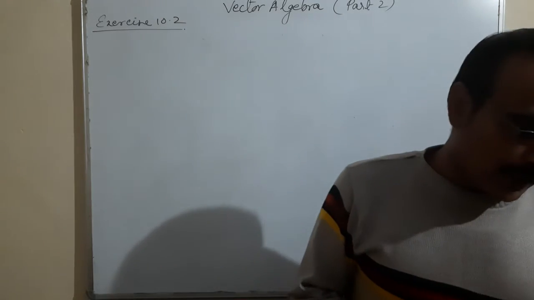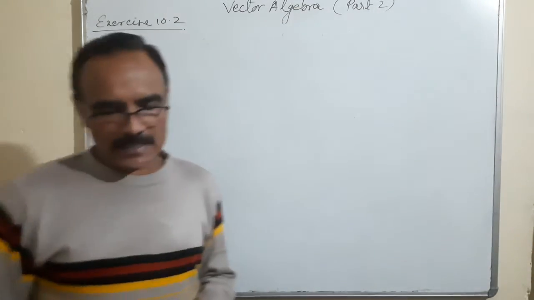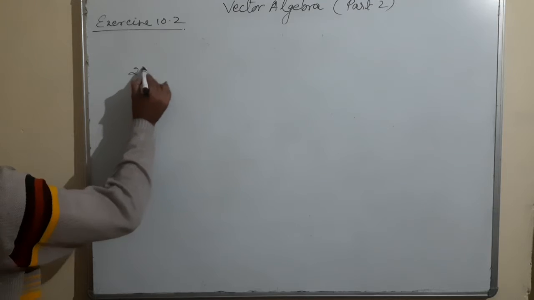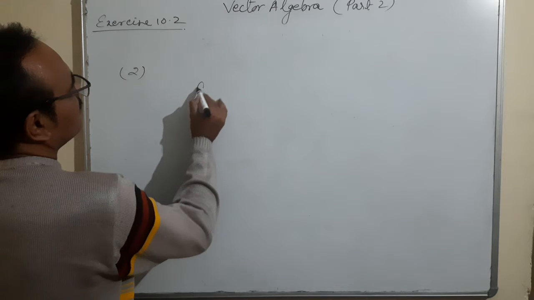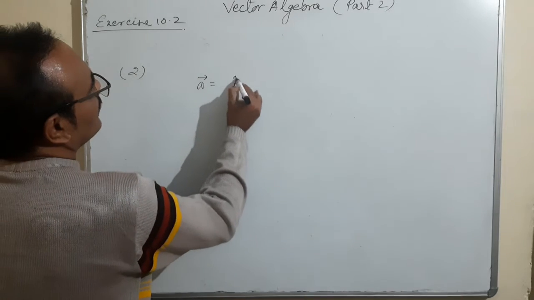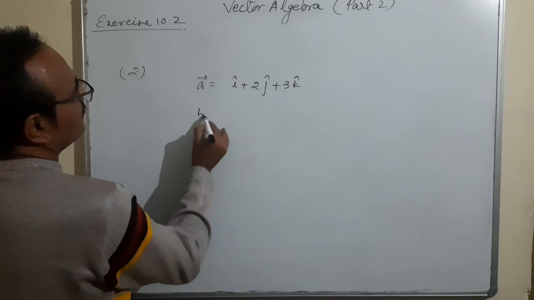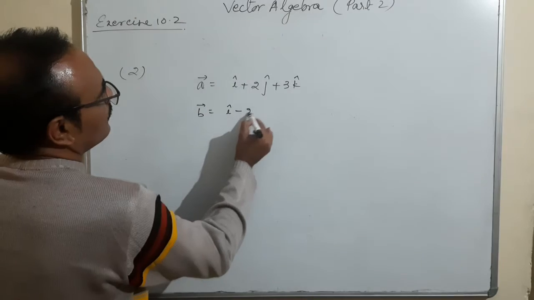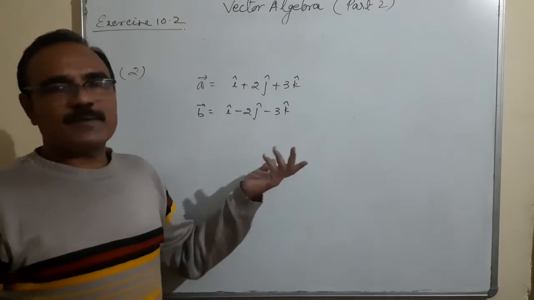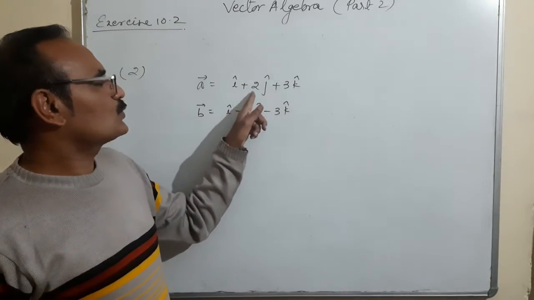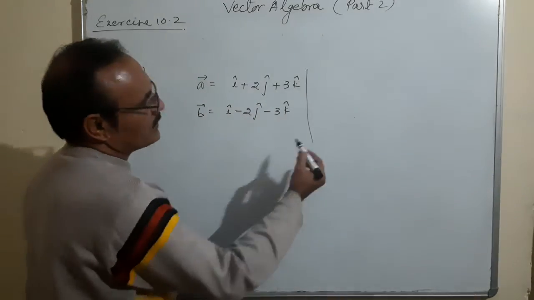After that, write two different vectors having the same magnitude. How to write? The magnitude should be the same. So very simple. Suppose I write here vector A is equal to i plus 2j plus 3k. Vector B is equal to i minus 2j minus 3k. These are two different vectors having the same magnitude: under root 1 square plus 2 square plus 3 square, for both. So that is one.